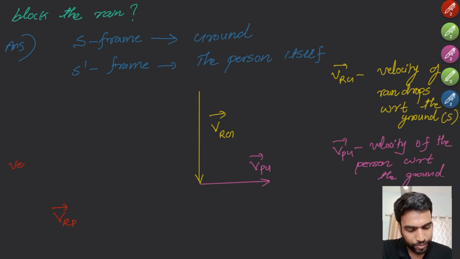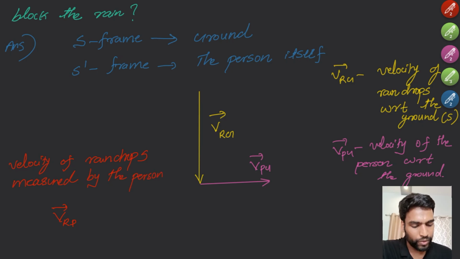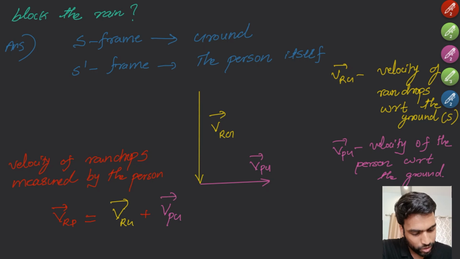Okay, so VRP, let me write here velocity of raindrops measured by the person is VRP is equal to VRG plus VPG. This is nothing but Galilean transformation.